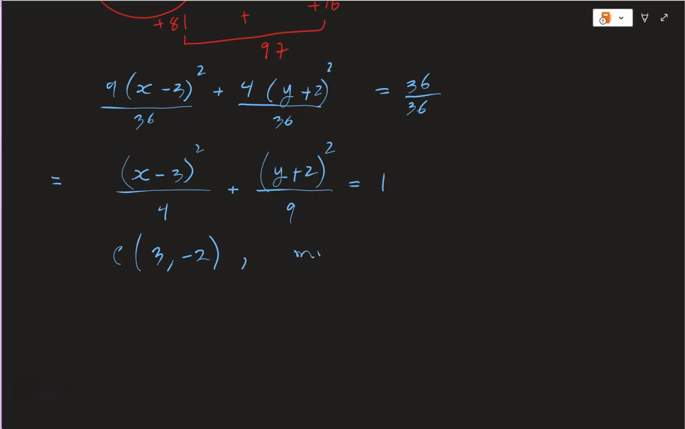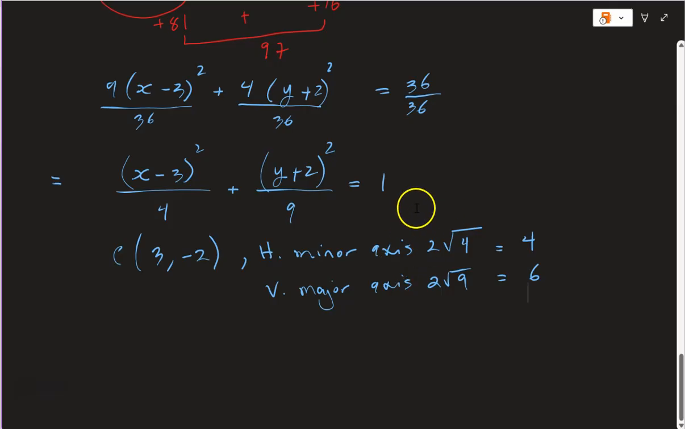And we have the major axis and the minor axis. So the minor axis, the length of that is 4, the square root of 4 times 2. That's the length of the minor axis. Okay, so that's 4 again. And by the way, that's a horizontal minor axis. And then the vertical major axis is 2 times the square root of 9, which is equal to 6. And now we can go ahead and graph it.